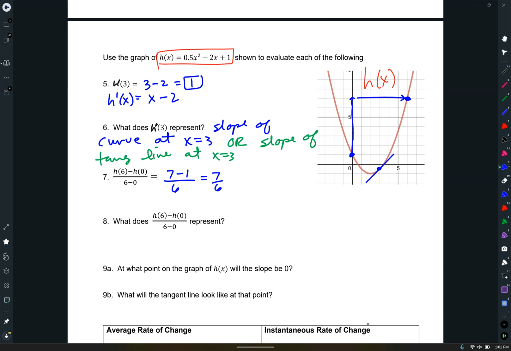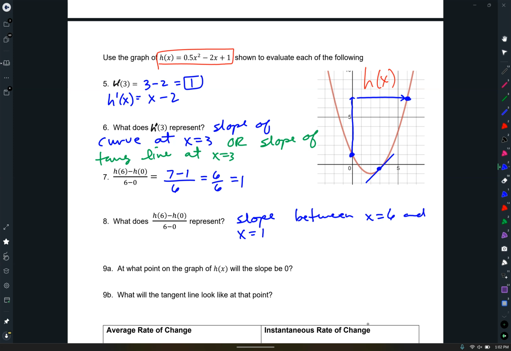Did I do that right? Oh, I can't subtract 6 over 6. Sorry about that. Okay, so what does that represent? That represents the slope between x equals 6 and x equals 1.